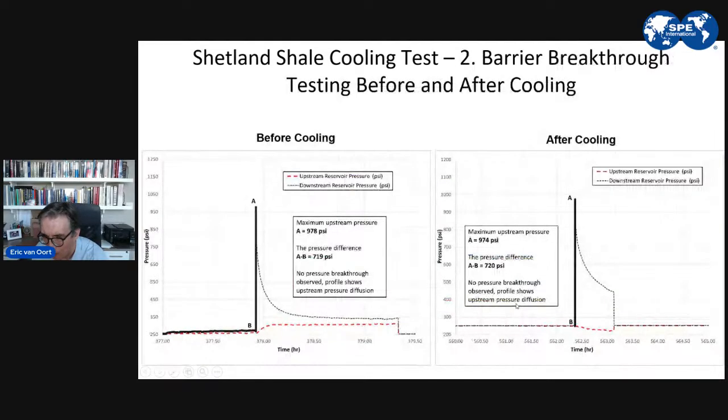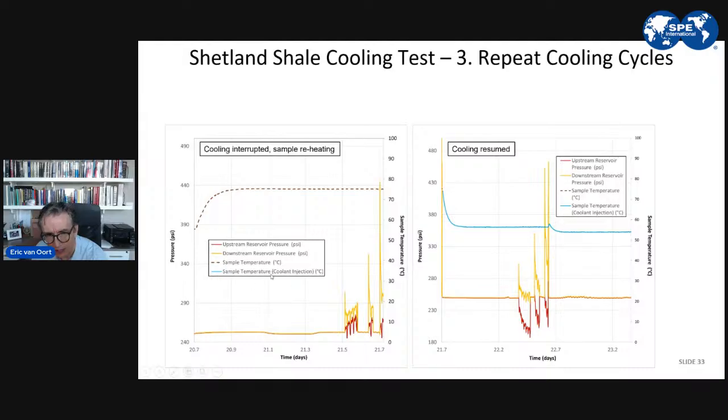And again, we went through multiple cooling cycles on this. We did breakthrough tests before and after cooling. So again, the same maximum upstream pressure, no discernible negative effect of cooling on the barrier integrity. And again, here are the cycles for the Shetland Shale. Heating back up, cooling back down. I'm just showing you one cycle. We did this, as I said, dozens of times. Never did we see the barrier being compromised.